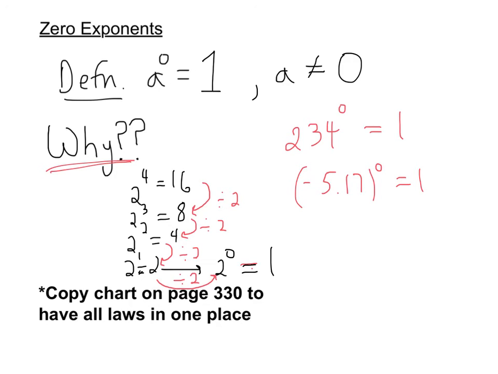By the way, if you keep that pattern going, you'll get 2 to the negative 1, right? Because if you take 1 divided by 2, you get a half. Well, that's 2 to the negative 1. 2 to the negative 2, divide again. You'll get a fourth.